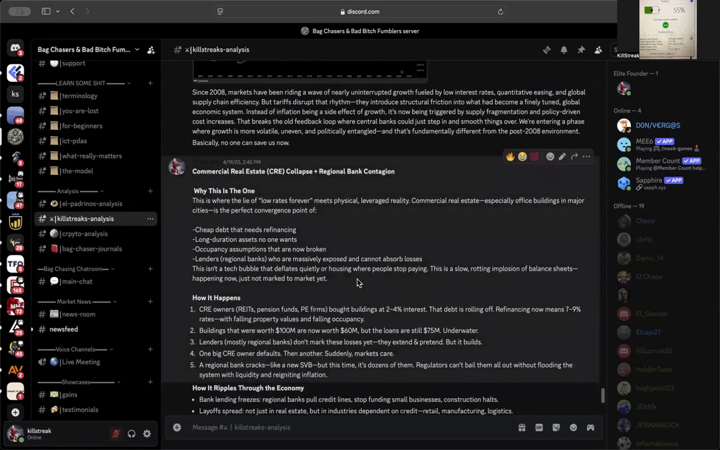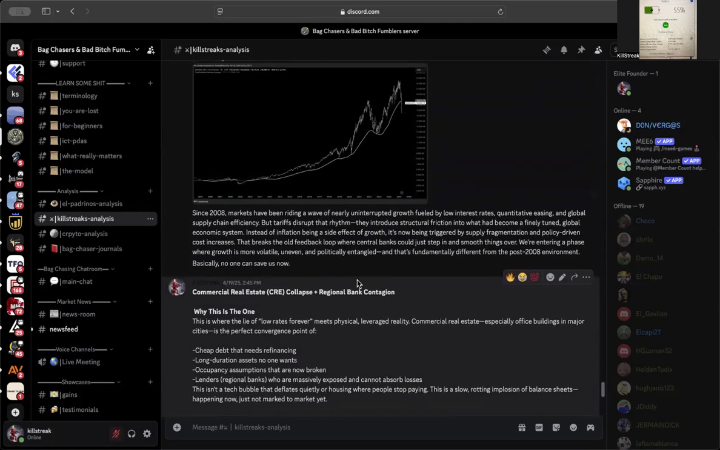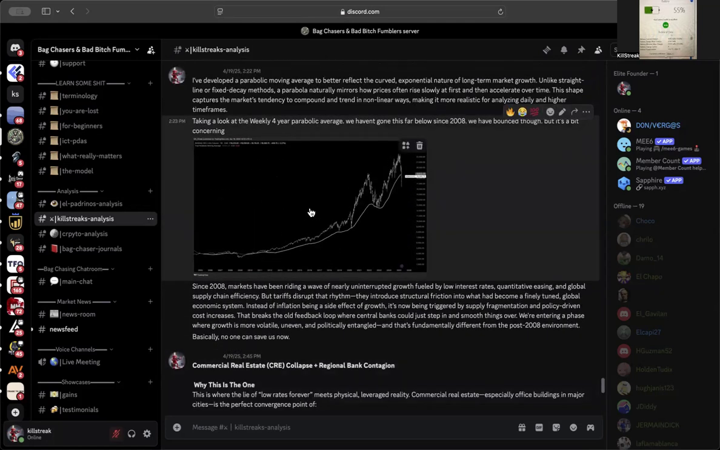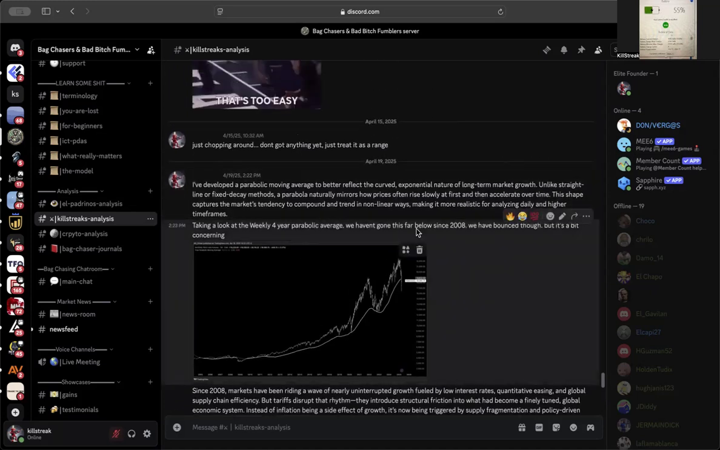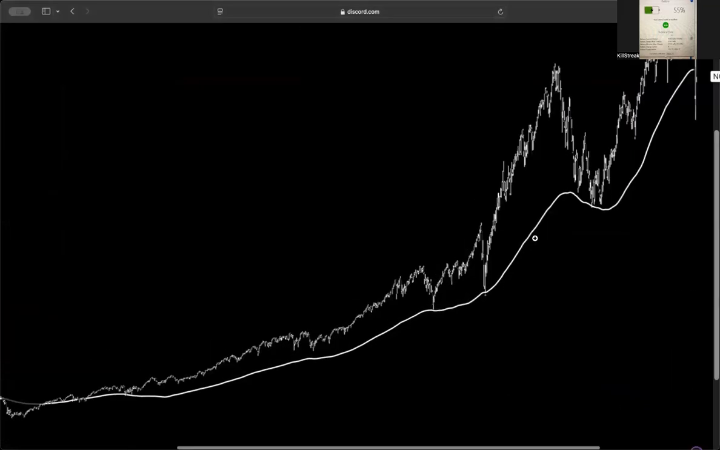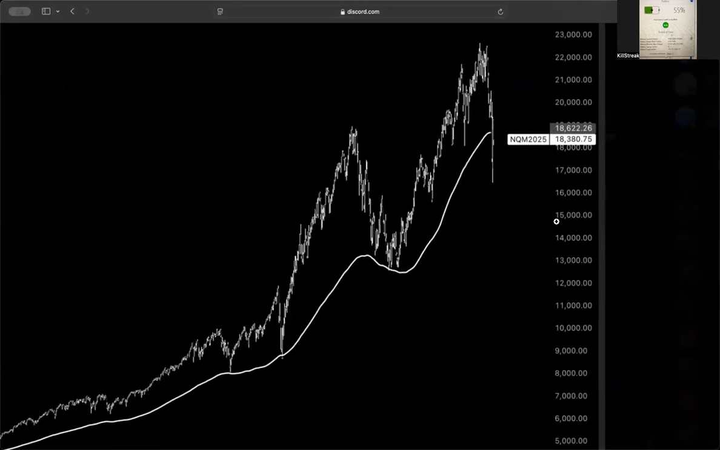But once you see all those nasty headlines, the market dropping, that's when you really should start scooping up stocks and stuff. But basically, I developed this parabolic moving average too. So basically it tracks the cumulative, right? Because compounding works, right? Nature of the market.